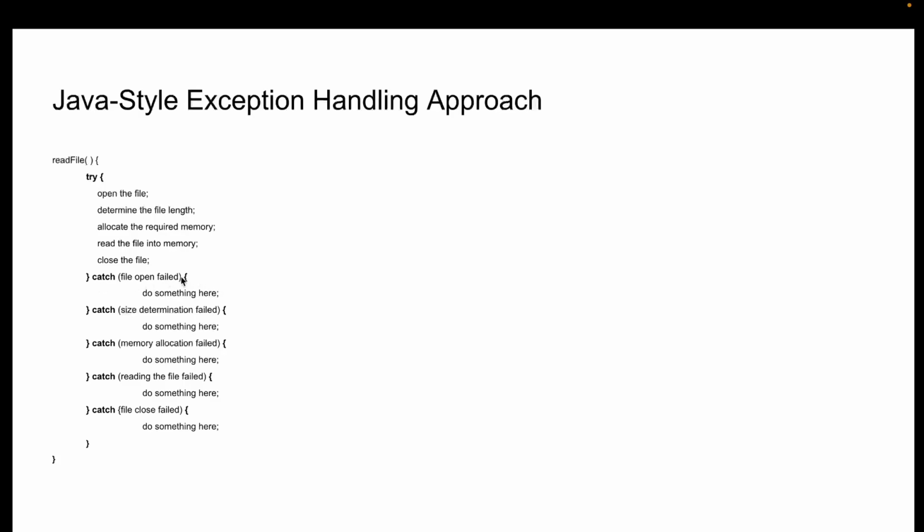So we were expecting some error from these four or five steps: opening the file, determining the file length, allocating the required memory, reading the file into memory, and closing the file. So the user is expecting that some kind of error can happen in any of these steps.